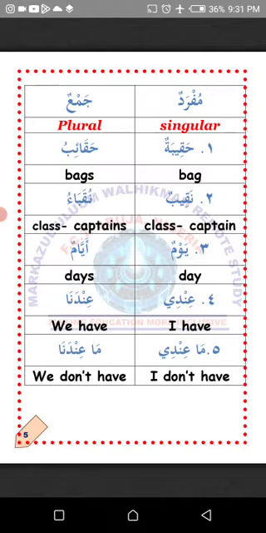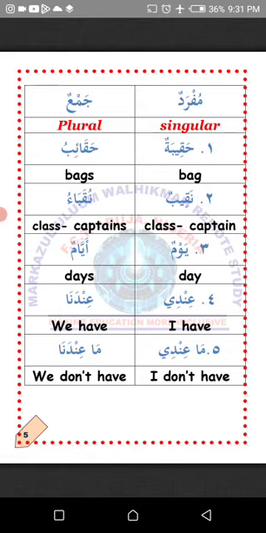Still talking about mufrad, singular, and jamu, plural. Wahid, number 1: hakiba, bag. The plural is haqaib, bags. Ithnan, number 2: naqib, class captain. The plural, nuqaba, class captains.